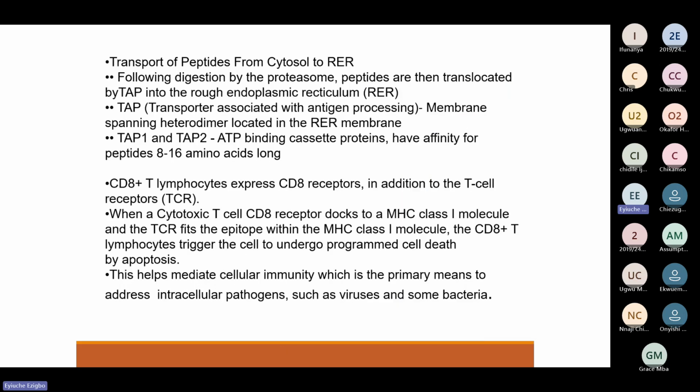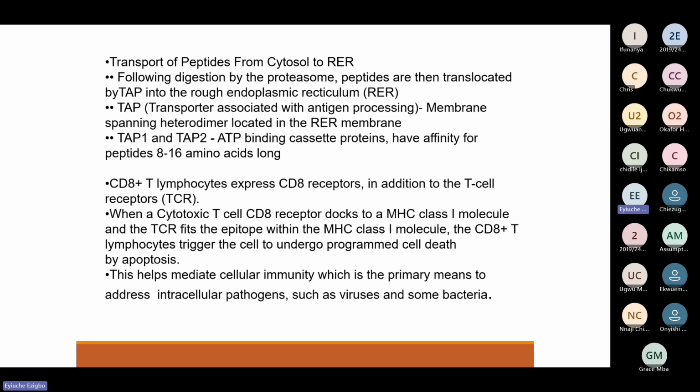So, transport of peptides from the cytosol to the rough endoplasmic reticulum following digestion by the proteasome. This is still a summary of the process involved in antigen processing and presentation by the MHC class 1 molecule. Peptides are then translocated by TAP into the rough endoplasmic reticulum.